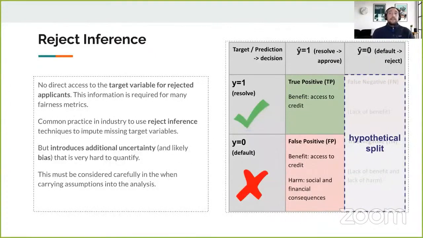To make things more complicated, in production, the target variable is missing for rejected applicants, right? So we eventually learn what happens for the applications that we approve, but we'll never find out whether the applications we reject would have led to a default or would have resolved. And while it is standard practice in the industry to use reject inference techniques to impute these missing target variables in many credit scoring models, this nonetheless introduces additional uncertainty and likely additional bias, and that can be very hard to quantify. So this needs to be carefully considered when you're choosing between fairness metrics.